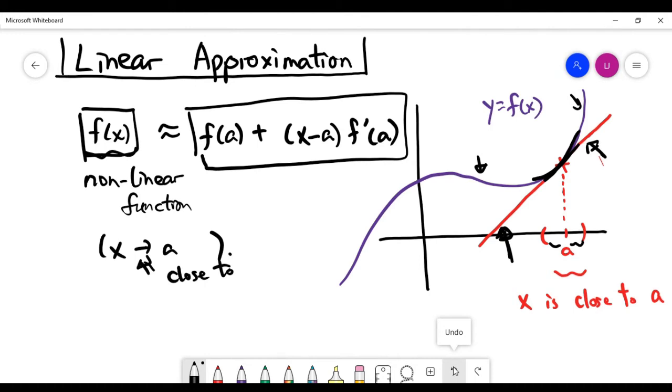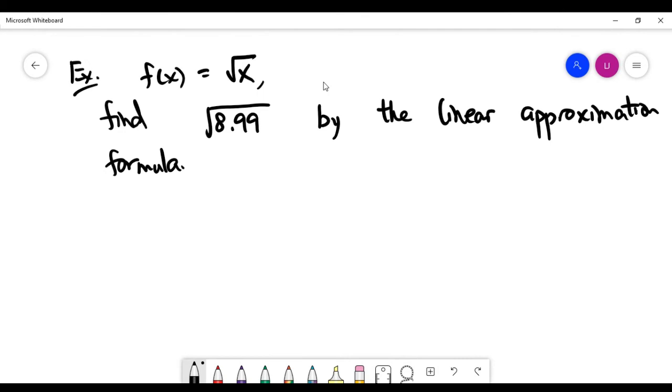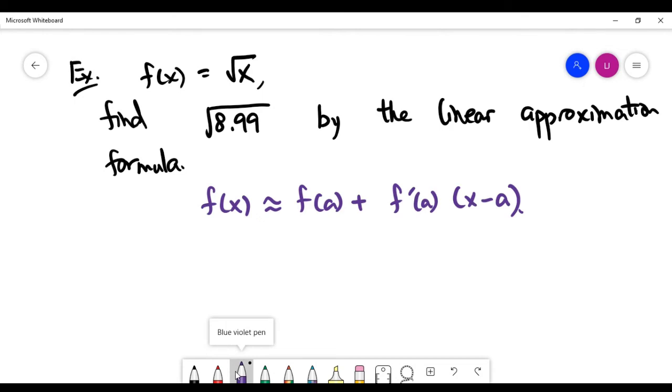Let's look at the current example. Please look at the example I stated here. I'm asking you to approximate the value of the square root of 8.99, based on the linear approximation formula. Let me write down the formula first. So let's think about it. By using this approximation formula properly, please take a look at that. This square root of 8.99 is the same as f of 8.99. And of course, this is quite close to f of 9, right?